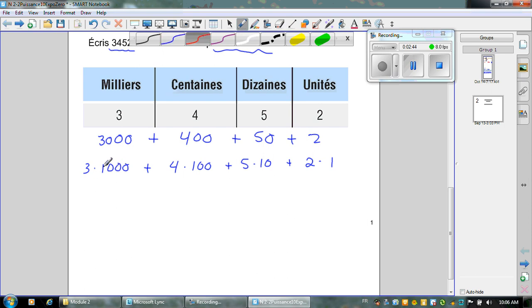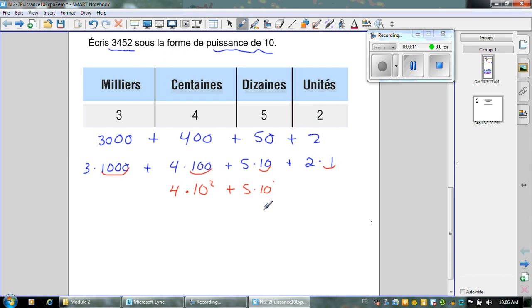So what I need to do is change this using powers of 10. So this one here, 100. How do I get 100 using 10 as a base and what exponent? That's 10 squared is 100. So that means if I have 4 10 squared, that's 400. Same thing here. If I have 5 10 to the power of 1.